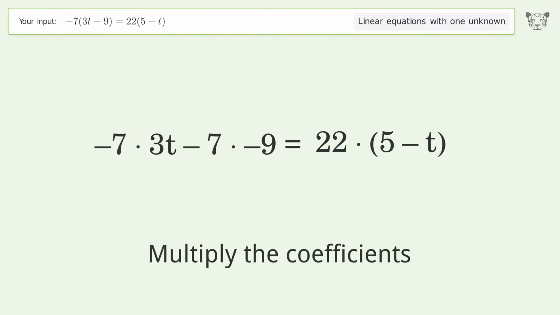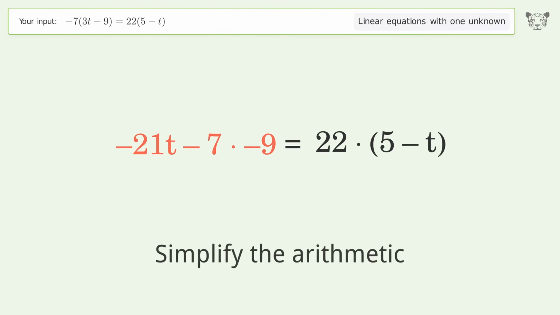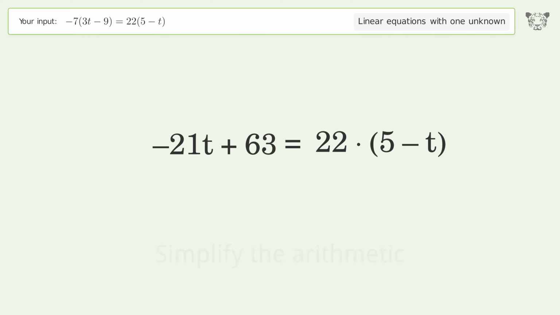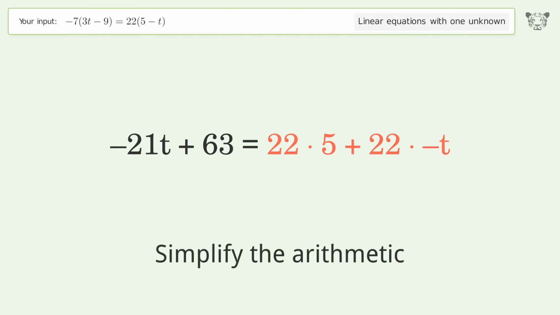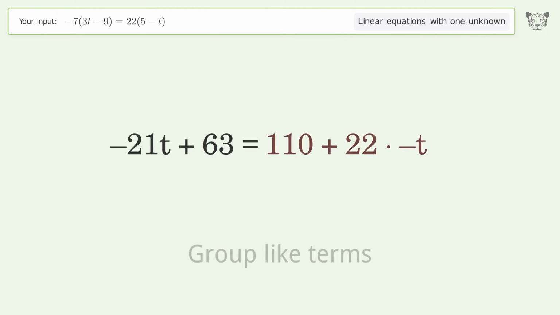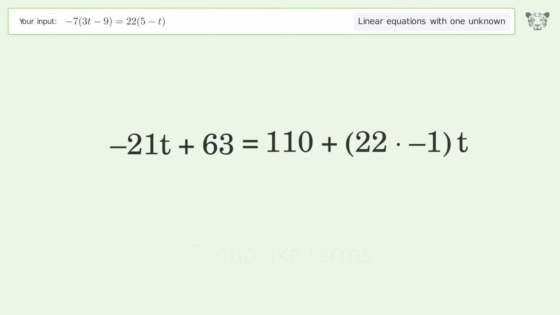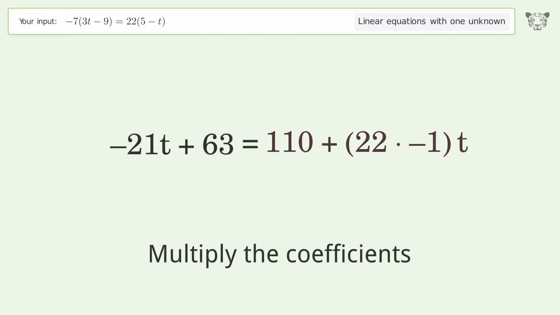Multiply the coefficients. Simplify the arithmetic. Expand the parentheses. Simplify the arithmetic. Group like terms. Multiply the coefficients.